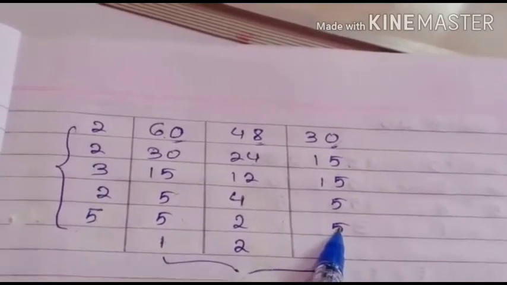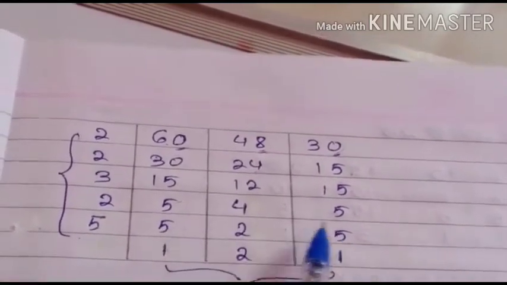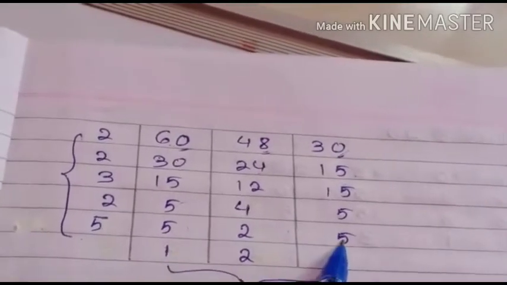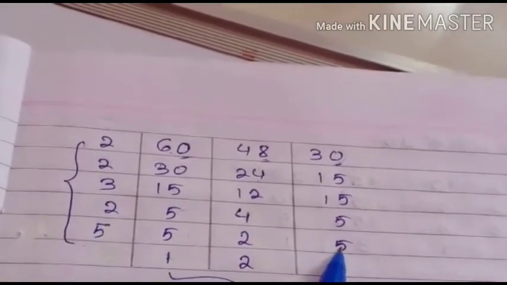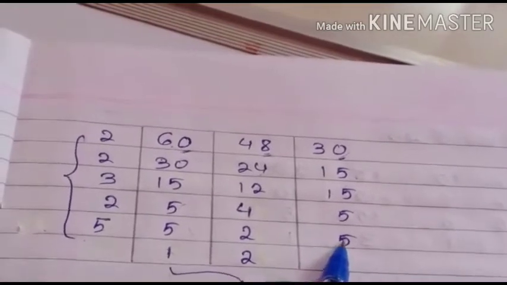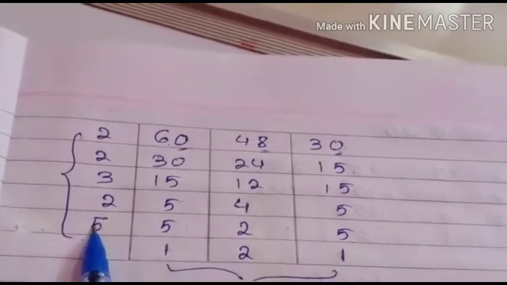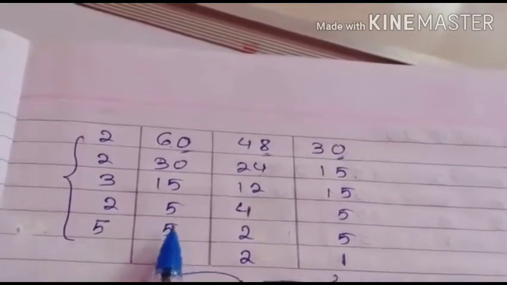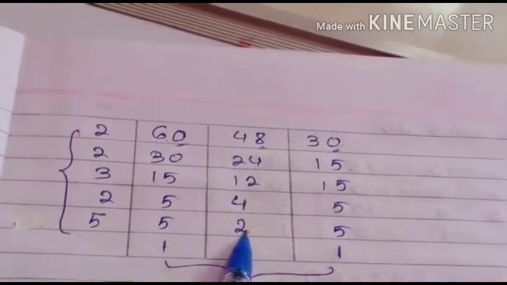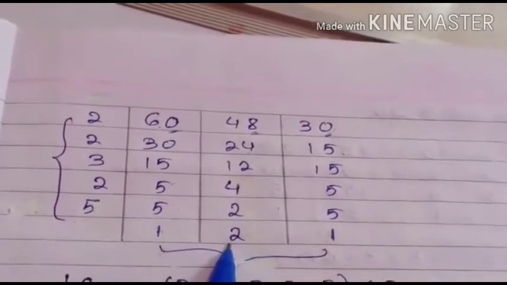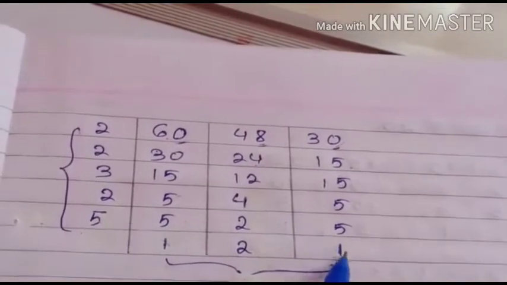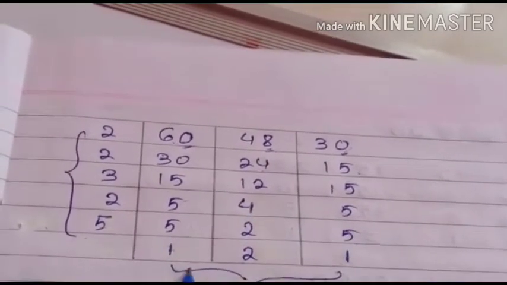So what is the next dividend I got? 5, 2, 5. Now here 5, here 5. Are they divisible by any number? Yes, they are divisible by 5. So next will come 5. 5 ones are 5. Now 2 is not divisible, so 2 will remain as it is. And next also 5 ones are 5. So what is the answer now? 2.